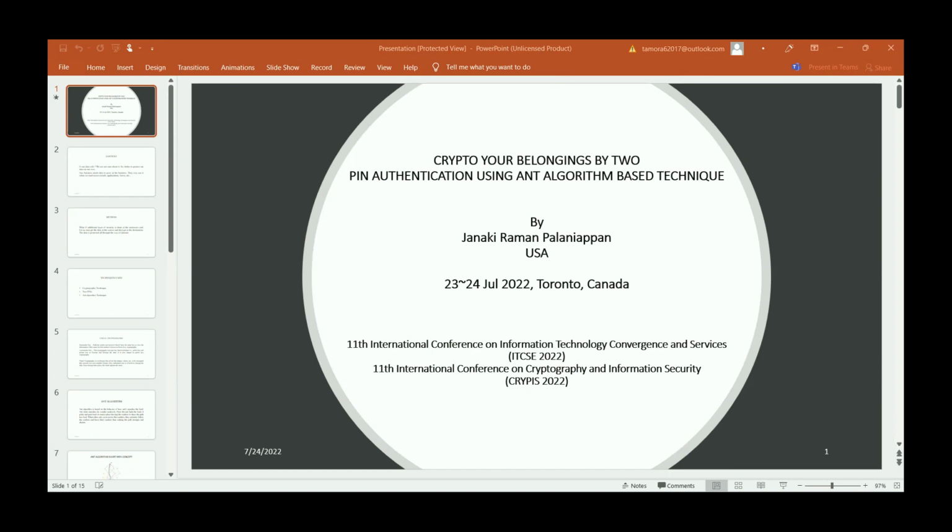So what can be done? What if there is an additional layer of security at the source end? When I say source end, it could be a mobile or a laptop from where I'm sending. So what if there is additional security?